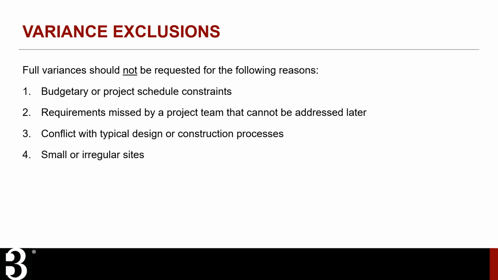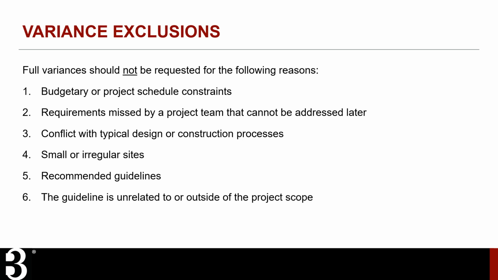Having a small or regular site is not an automatic reason for a variance, though these projects may choose to follow the small buildings and/or small sites methods, which better account for the limitations of small projects. Guidelines that are recommended rather than required do not need variances. Project teams can just choose to not pursue these guidelines. Finally, variances should not be used for guidelines that are unrelated to the project scope. Instead, they should be communicated to the B3 Guidelines Administrators so they can be removed from the project dashboard.